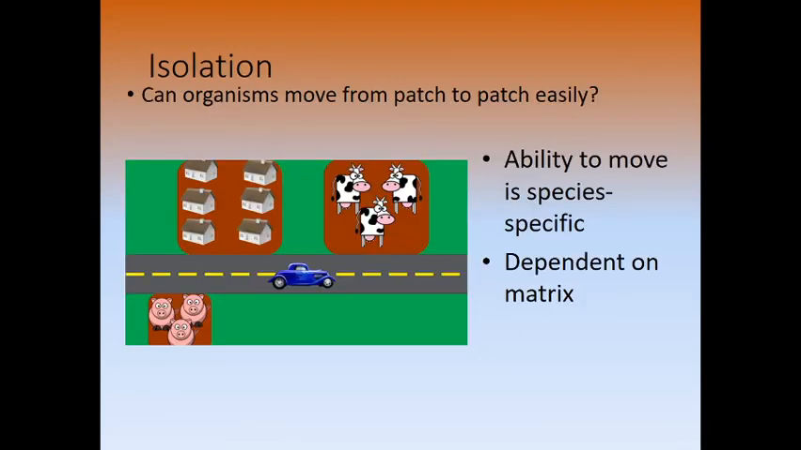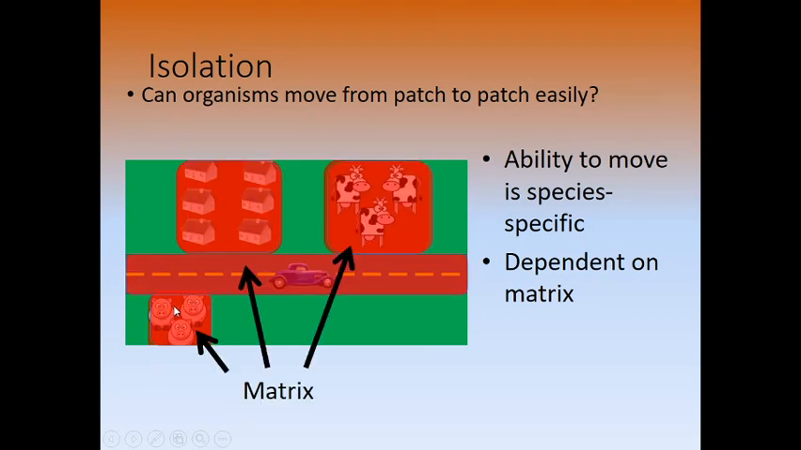So again, that ability to move is species specific. It's dependent on the matrix. The matrix, in this context, is the spaces in between the patches, right? So deer have no problem crossing roads, but for a tiny little mouse or something, that might be completely impassable.